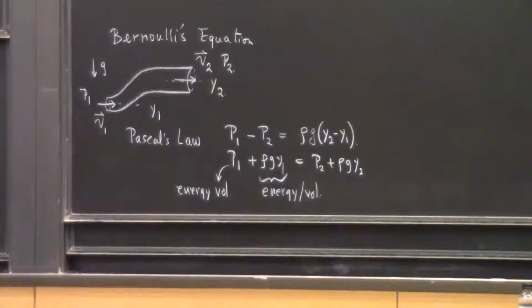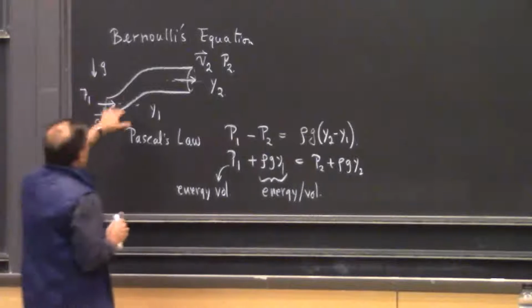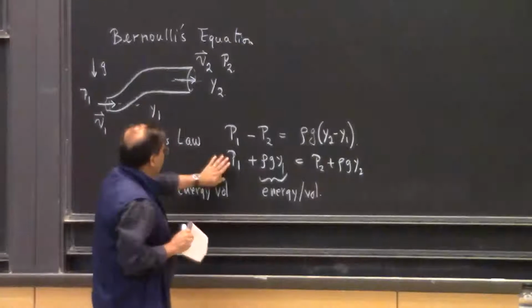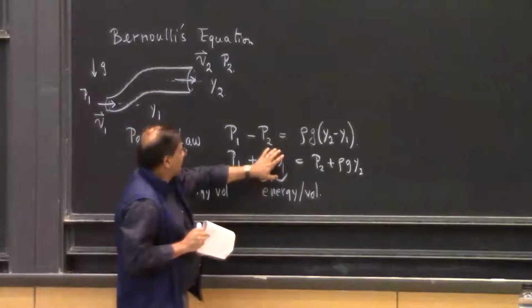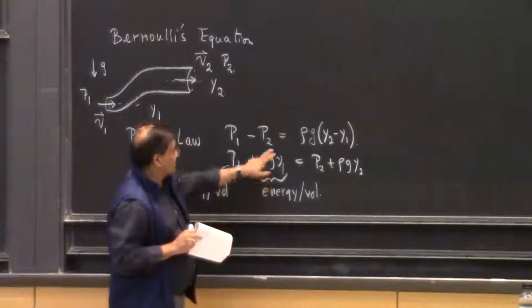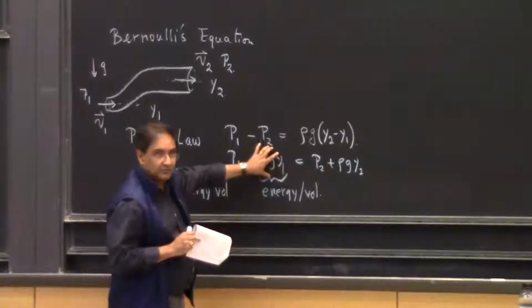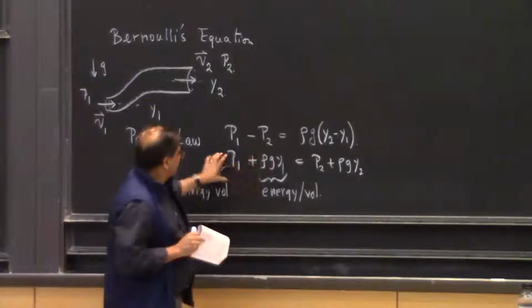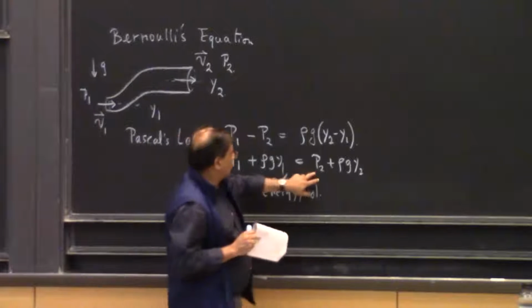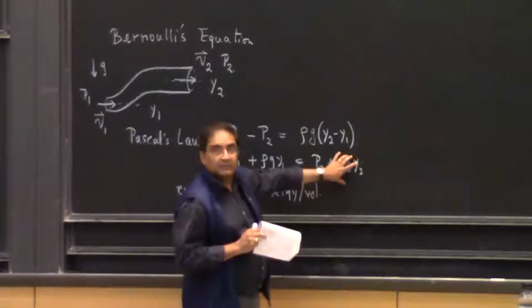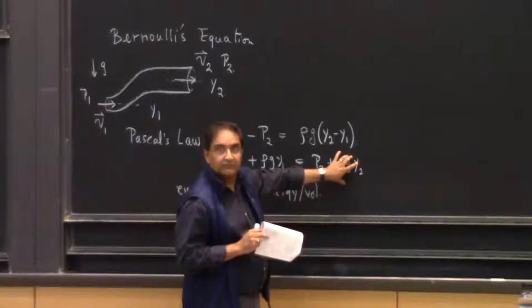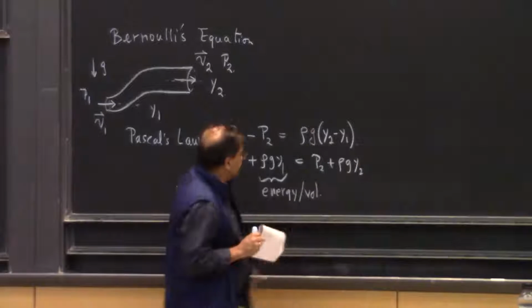Again, nothing is moving, okay? It's energy over volume. So it is telling me that in this static fluid, when nothing is moving, the pressure, which is like a potential energy then over volume, right? This quantity here is equal to the pressure above plus the potential energy above. That's what it's telling me.